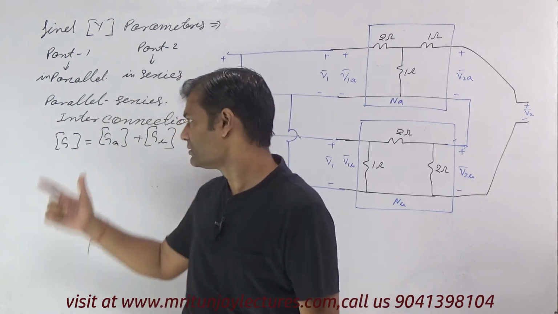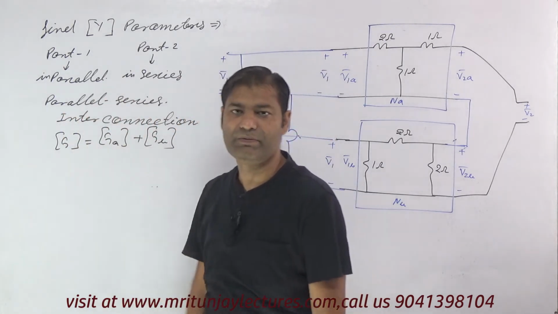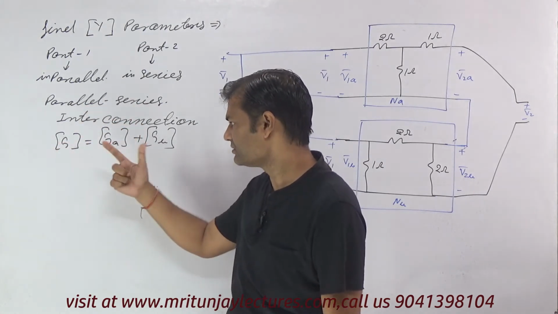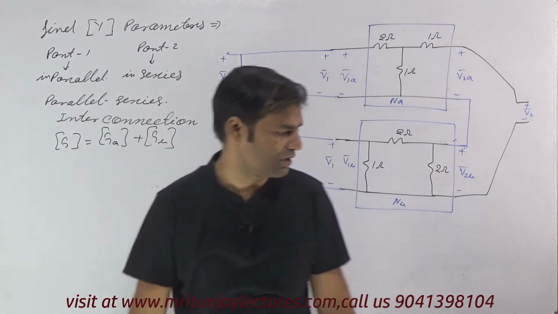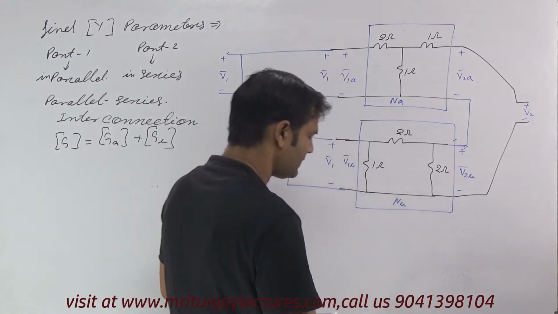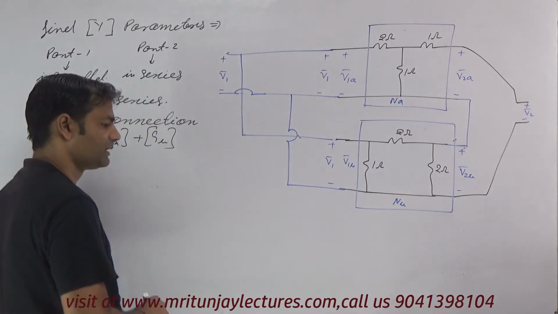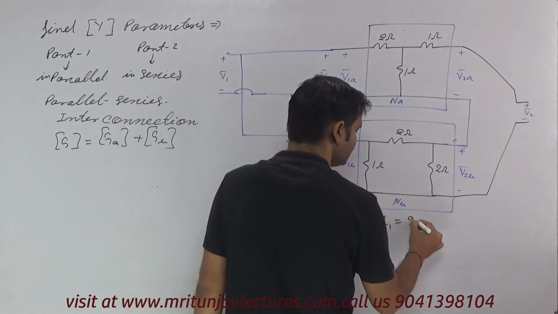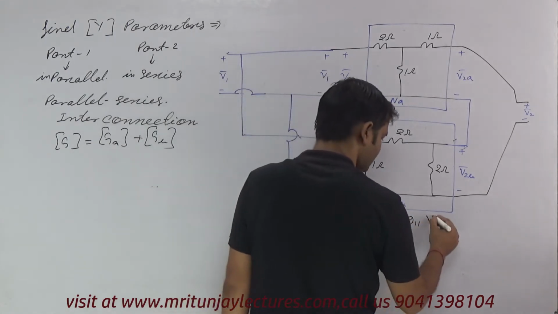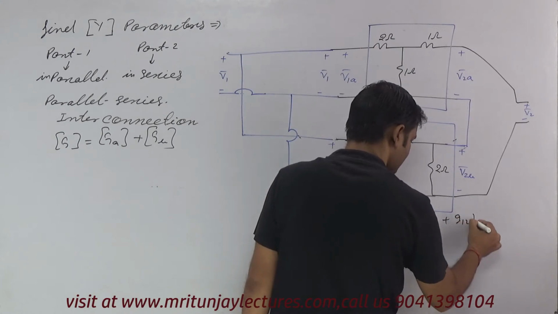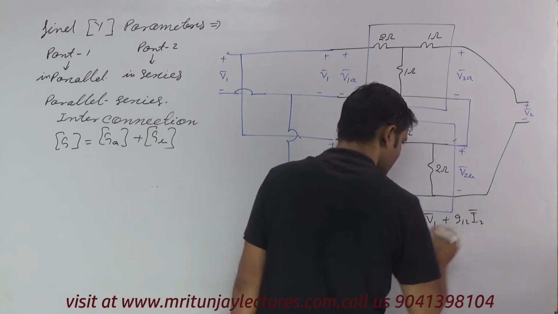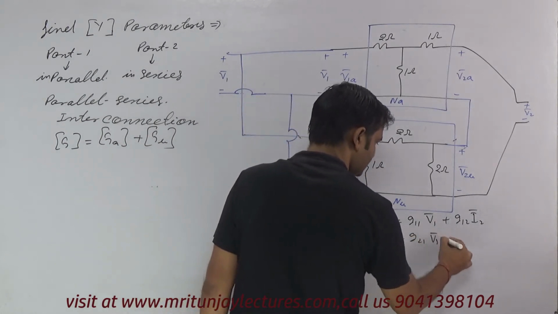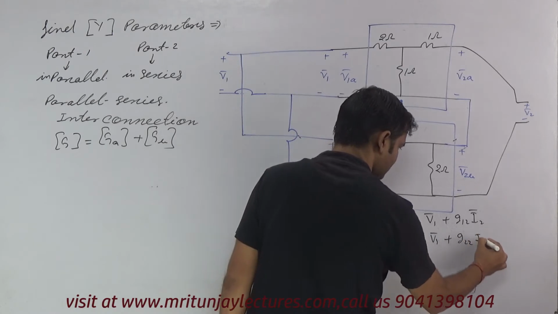How do we solve it? I have already discussed in the previous lecture: for a parallel-series interconnection, the combination G equals GA plus GB. How do we determine GA and GB? One by one. I know that I1 equals G11 into V1 plus G12 into I2, and V2 is written as G21 into V1 plus G22 into I2.